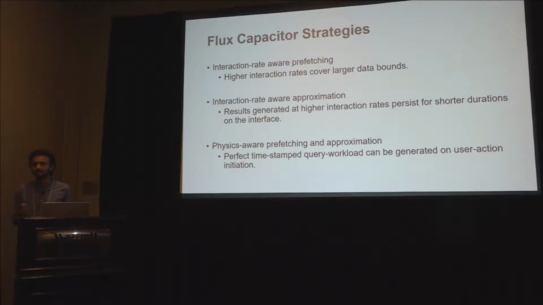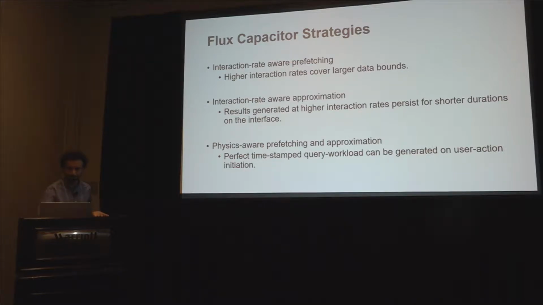Similarly, when the user is issuing queries at a very high rate, like the case of the range slider's initial interaction, the user is basically just zipping through a very large portion of data. So they are probably not interested in it, and they are not waiting long enough to observe the feedback from the system. That could mean that you can relax the accuracy constraint for those queries. And finally, the physics-aware prefetching and approximation. For any widget which has deterministic physics associated with it, where you can determine the entire motion at the initiation of the user action, you can generate the entire query workload for the session at the very start and issue it to the backend.